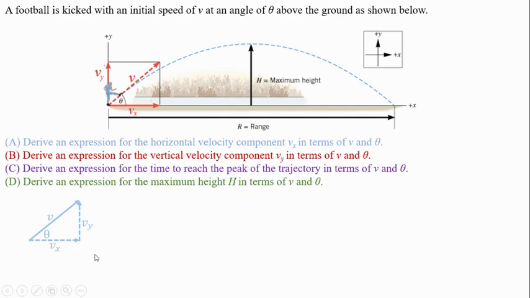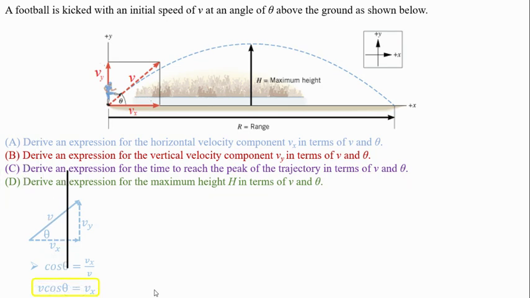To do part A, all we have to do is use cosine. The definition of cosine is adjacent, which is Vx, over hypotenuse, which is our vector V in this case. So cosine of theta is Vx over V, and therefore to find Vx, we simply multiply both sides by V to get Vx by itself. In doing so, Vx is equal to V cosine theta. Okay, so that's our answer for part A.